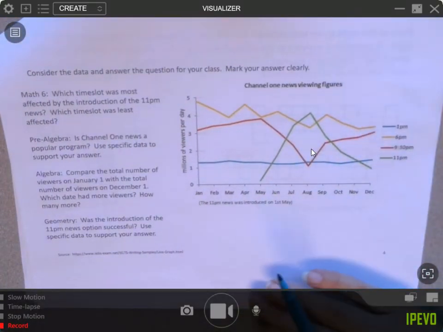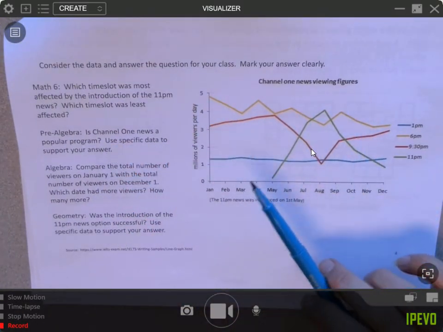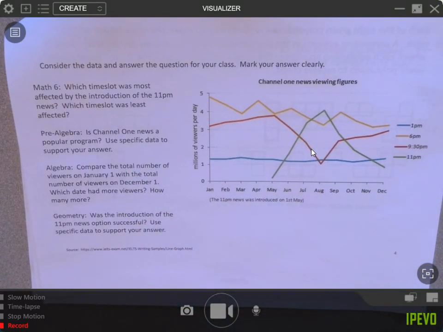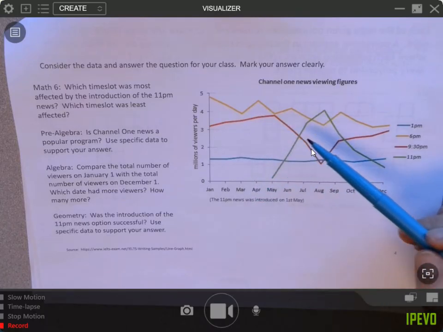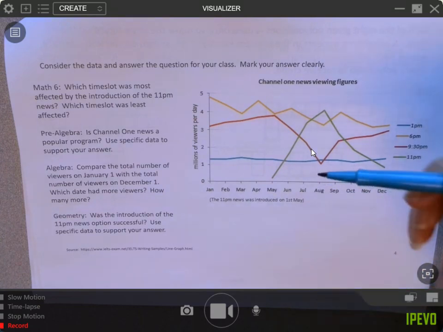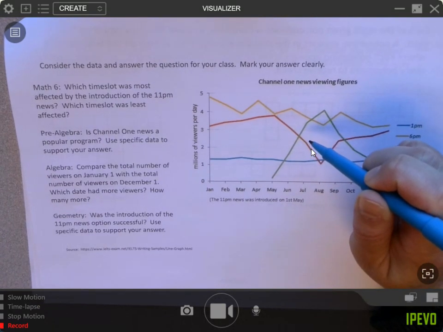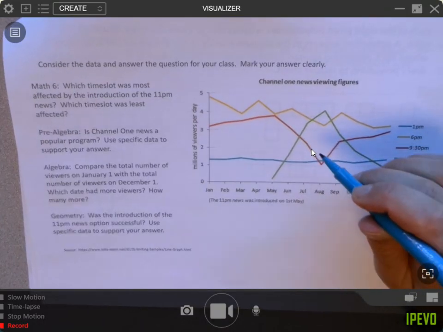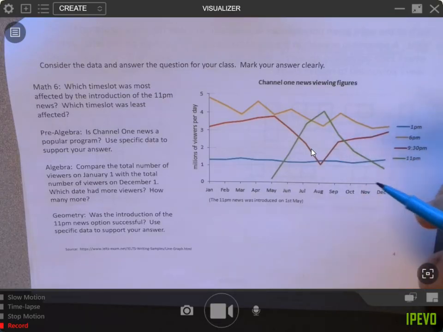This page, we have data for the Channel 1 news programs. The question is, is Channel 1 News a popular program? Use specific data from this graph to support your answer. Your answer is going to be yes or no. Tell me why you think it is popular or why you think it is not popular using data from the graph. You can't just say yes or no. You can't just say, yes, a lot of people watch it. That's not using data. Use the data from the graph to answer your question.